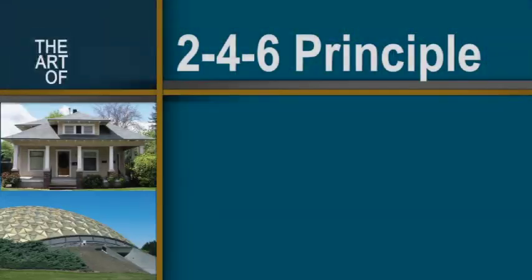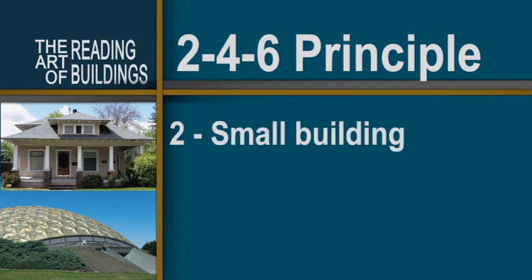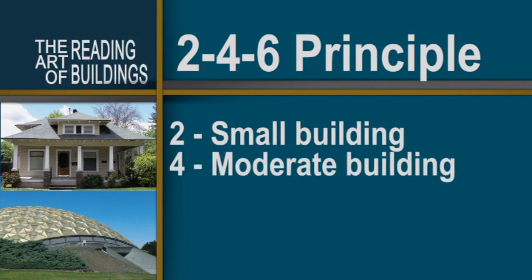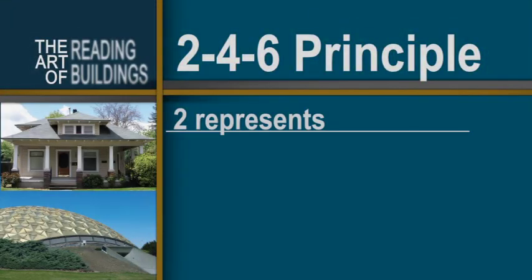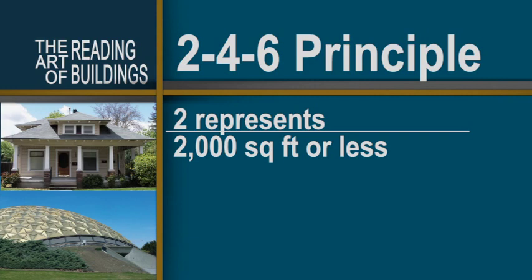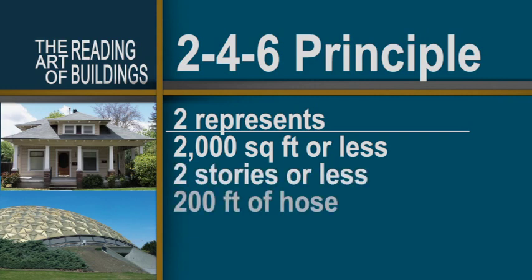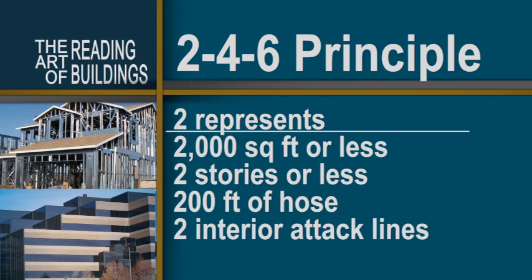And John and I came up with this, and it's what we call the 2-4-6 principle. A 2 building is a small building, a 4 building is a moderate or medium-sized building, and a 6 building is a large building. So what does the 2-4-6 represent? Well, the 2 in a small building represents 2,000 square foot or less, 2 stories or less, 200 feet of hose will reach any part of the building, and 2 interior attack lines should be able to handle an interior fire. If you need more than 2, you probably should be outside.